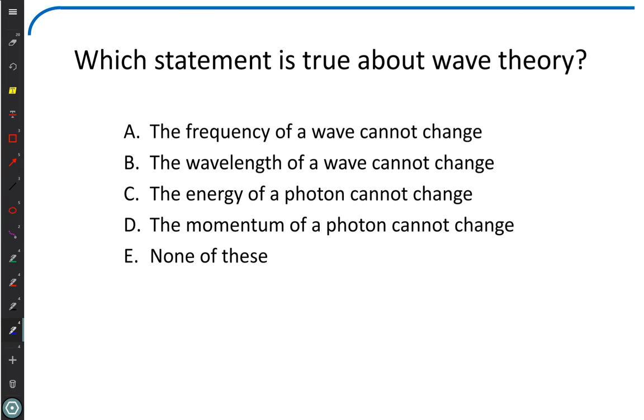Which statement is true about wave theory? And we're going to have a follow-up on this that says which one's true about particle theory, just in case you're curious. Three people answered, three different answers.